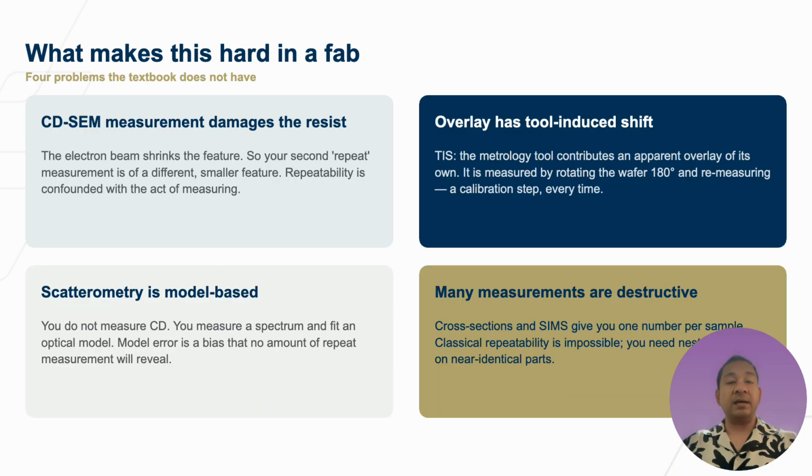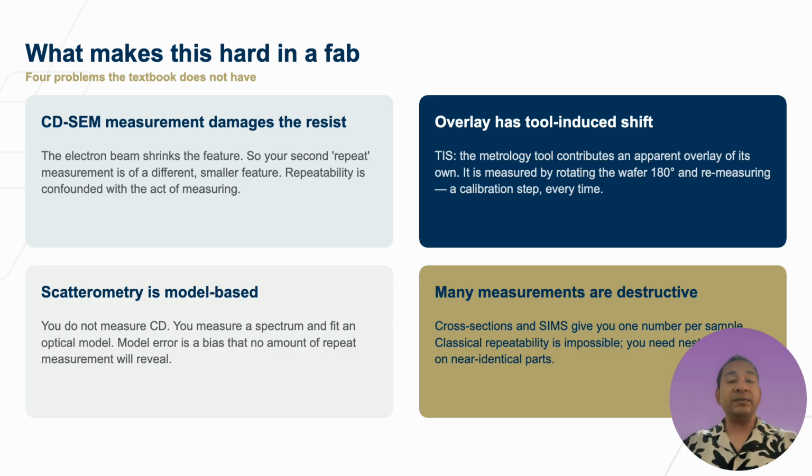Four reasons this is harder in the fab than in the textbook. CDSEM measurement damages the resist. The electron beam shrinks the feature, so your second repeat measurement is of a different, smaller feature. Repeatability is confounded with the act of measuring. There are correction models for this, and they are themselves a source of error.